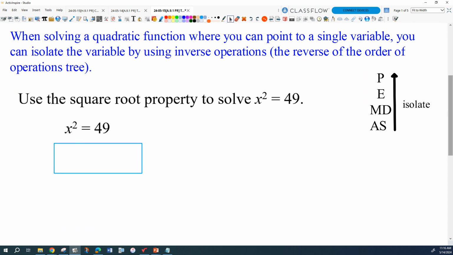Well, when we're solving quadratic equations, not a function, we can treat it the same way we did with a linear equation. When we're solving a quadratic equation where you can point to a single variable, you can isolate that variable by just using inverse operations, which is the easiest way to solve an equation, right? So this is great because sometimes then we can solve more complicated quadratic equations in a very, very simple way by just isolating the variable.